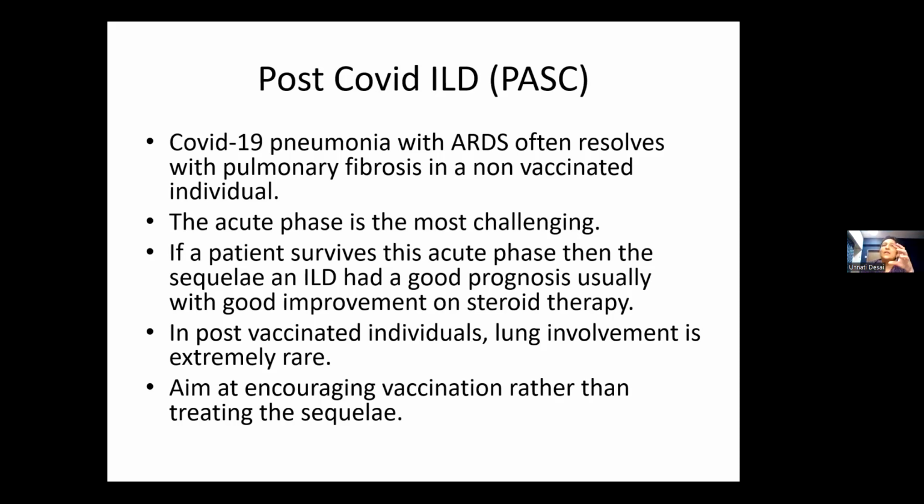So as we all know, in COVID, the acute phase was most challenging in wave one. If the patient survived this acute phase, then sequelae like an ILD or pulmonary fibrosis developed, which usually resolved or improved with time, and it had a good prognosis. And often steroid therapy was used, treating them like the good ILDs, the non-IPF ILDs, with steroids. Okay, now what happened is, when we went from wave 1 to wave 2 to wave 3, we had vaccination, vaccinated individuals.